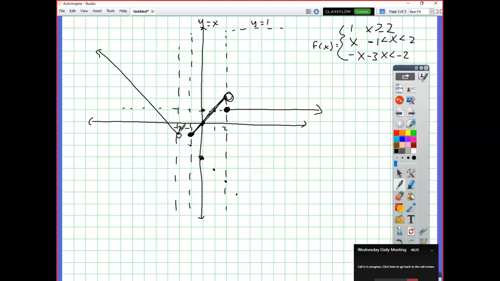Okay? So 1, 2, 3, 5, 7. 3 and 5 are the diagrams. Questions?